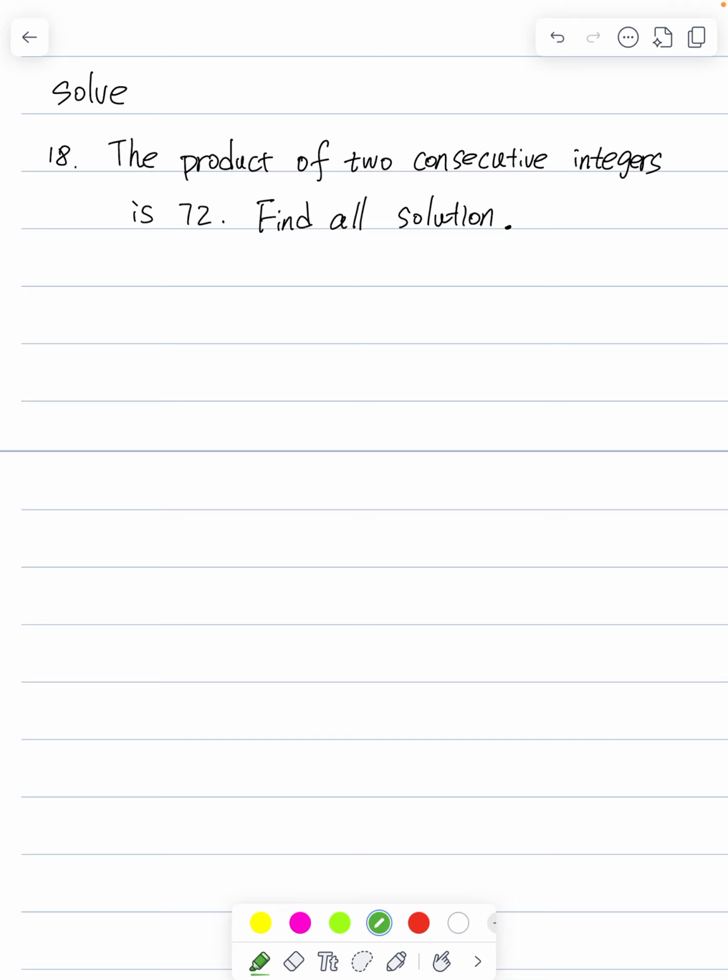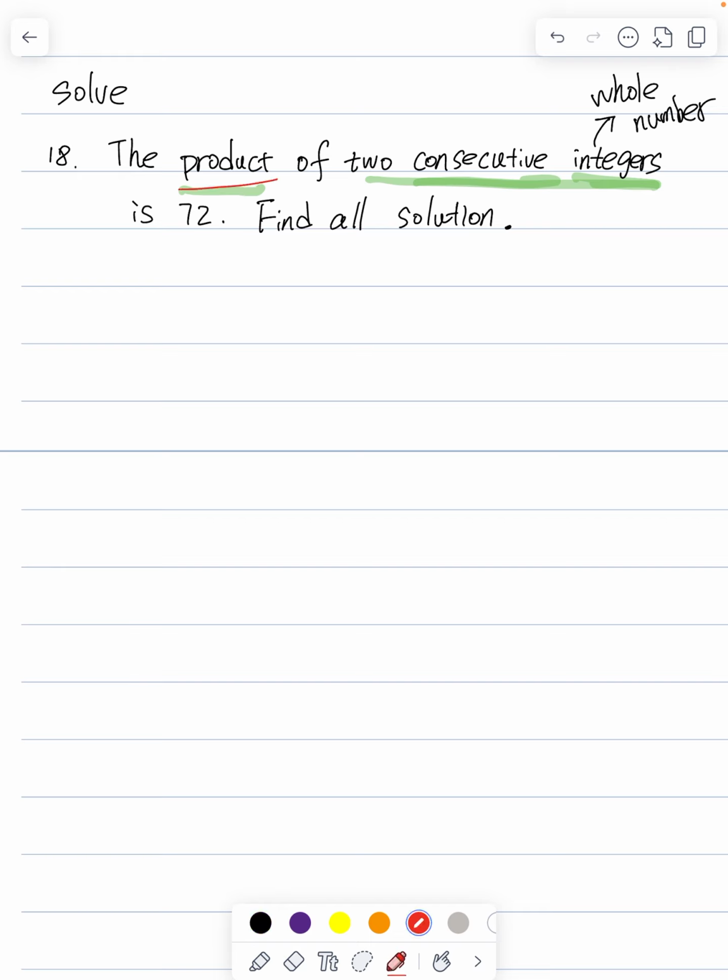So what is a product? What is a consecutive integer? What does consecutive mean, and what does integer mean? All right, okay. Integer means a whole number. Whole numbers, negative, positive, doesn't matter. Or zero. Zero is an integer too. It's a special integer.